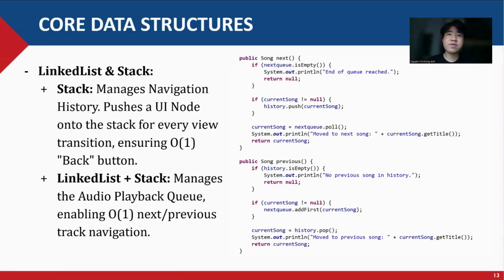Now, let's dive into the core data structure of our system. First, we use a stack to manage the user's navigation history. Every time a user opens a new view, we push it to the stack. This guarantees an instant O(1) back button experience. For music playback, we manage the queue using a linked list. This allows seamless insertion and removal, making next or previous track navigation instant.